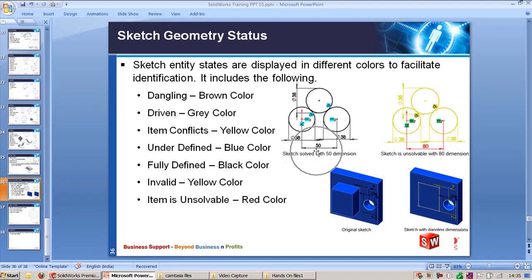Here in this initial sketch you can see 50 is given as the distance between two circles, but when you increase the 50 to 80 it is not able to solve. It shows it is an unsolvable dimension. The reason is that these two circles already have a relation with a tangential constraint and also other dimensions. So when you want to change the existing 50 to 80, you cannot change this. That will be highlighted with red color. And this is all about sketch geometry status.